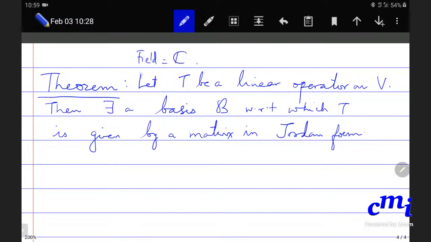So just the very knowledge that every complex matrix has this property already will get us quite far in understanding or proving properties about linear operators. So that's the reason this theorem is a significant property of linear operators.